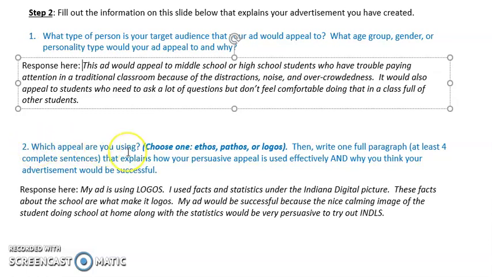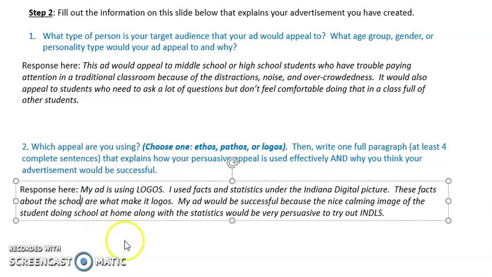The second question about what appeal is being used, I responded this way. My ad is using logos. I used facts and statistics under the Indiana Digital picture. These facts about the school are what make it logos. My ad would be successful because the nice calming image of the student doing school at home along with the statistics would be very persuasive to try out INDLS. So that's how you complete your project.